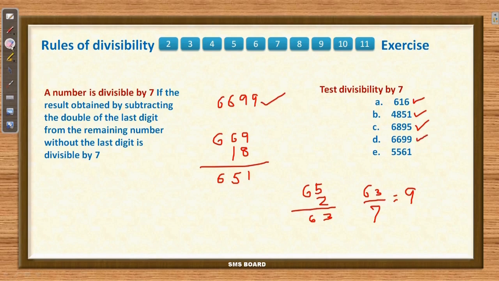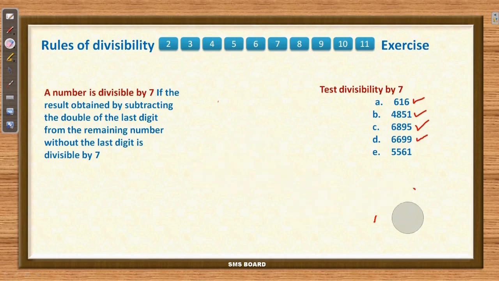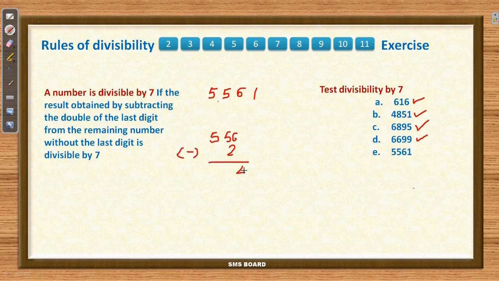Now let us go to the last problem. Last problem is 5,561. What is double of 1? Double of 1 is 2. Then we will subtract 2 from 556. Subtract. That is 4. 6 minus 2.